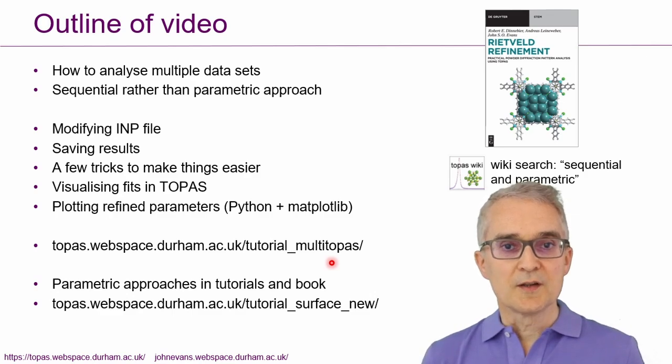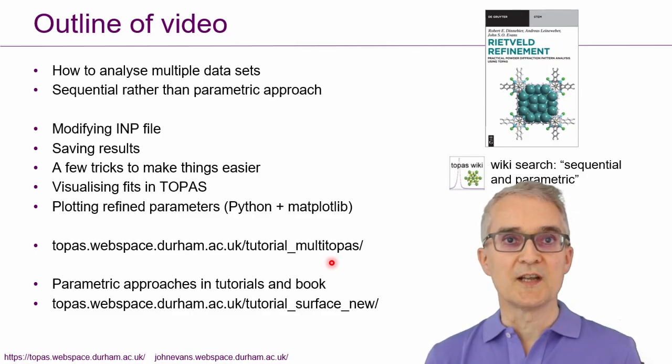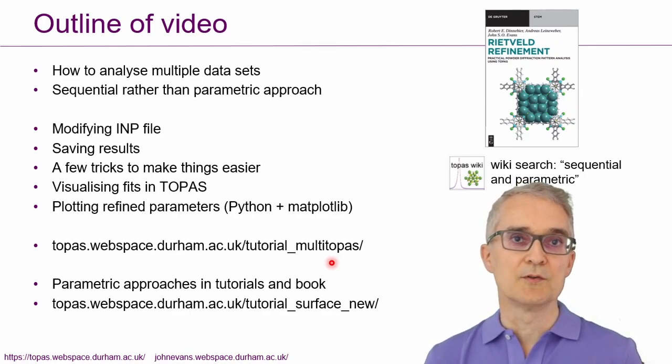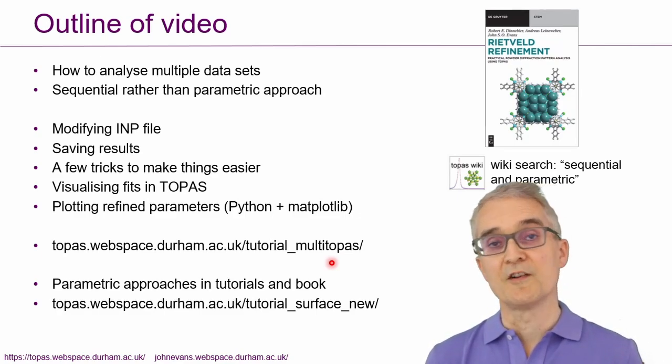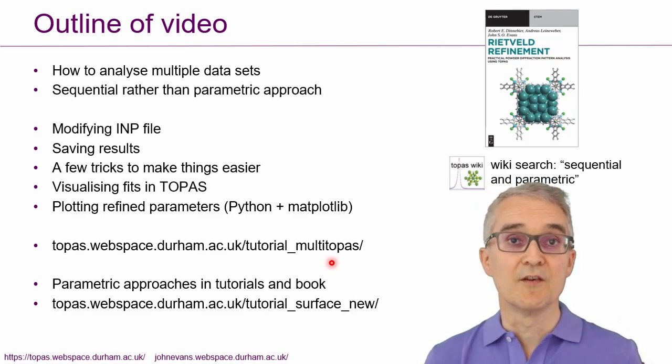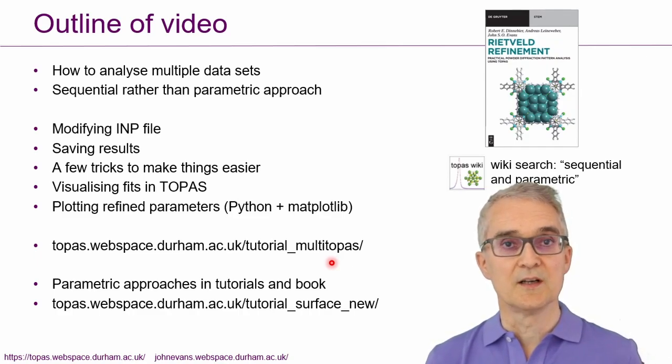So if you've looked at the previous videos, you know how to do a Rietveld refinement on an individual data set. But in real life, you may find you've got multiple data sets to analyse. You might have recorded powder diffraction patterns on your material as a function of time, or a function of temperature, or a function of evolving chemical environment. So you may find that you don't have one data set to analyse, you've got 10 data sets, or 100 data sets, or 1,000 data sets.